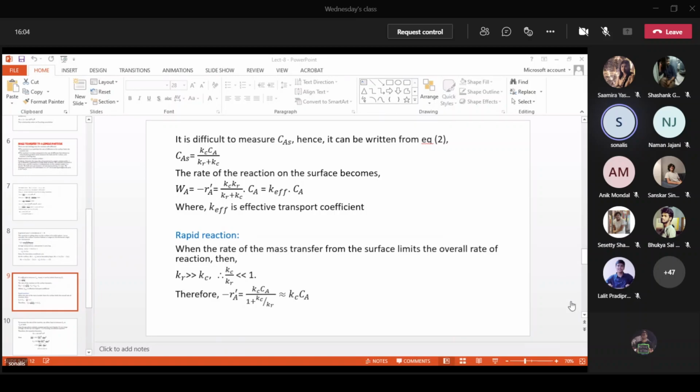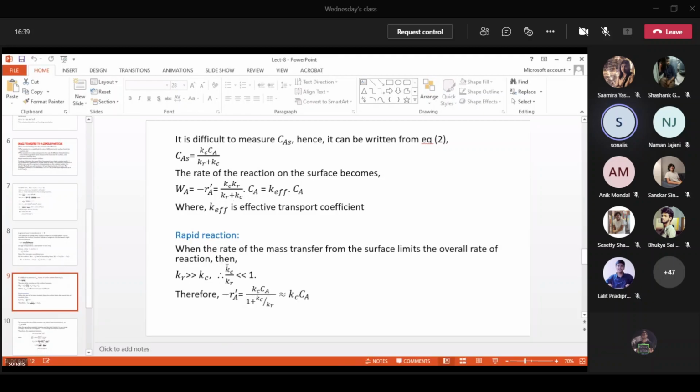Now, for a rapid reaction, the mass transfer is slower, and mass transfer limits the rate of the reaction. If mass transfer is slower and the rate of the reaction is faster, then obviously the rate constant Kr is much greater than the mass transfer coefficient Kc. This way we can write Kc by Kr is very much less than 1, as Kc is very much less than Kr. Okay. So look at this equation.